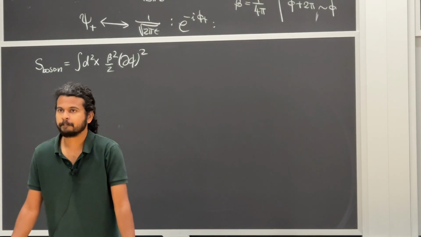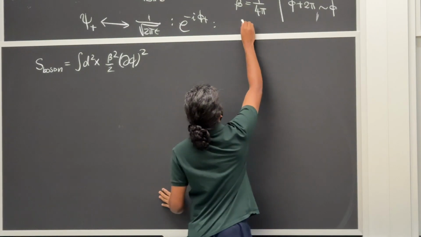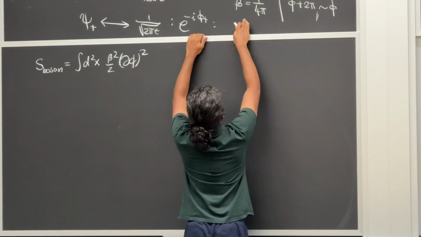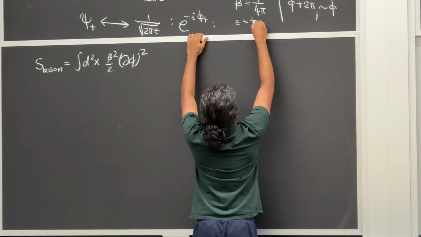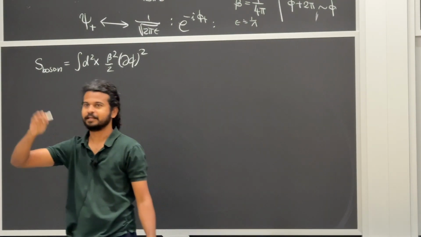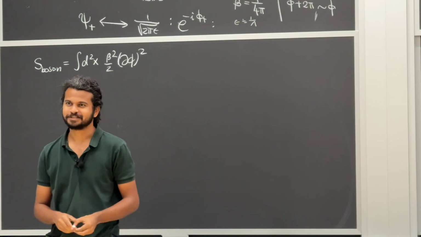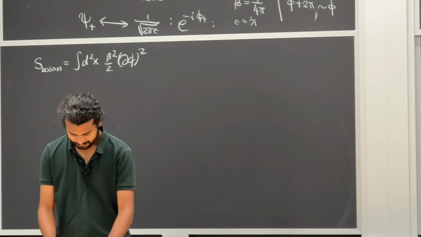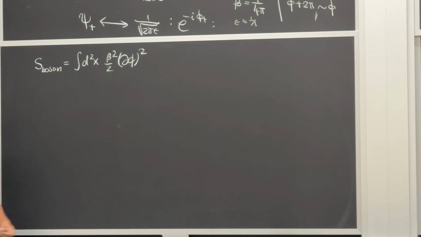So what's the epsilon? Epsilon is the UV cutoff. Epsilon is 1 by lambda, where lambda is the UV cutoff. Epsilon is the lattice spacing or something. Right. So we derive this by matching correlation functions on both sides.